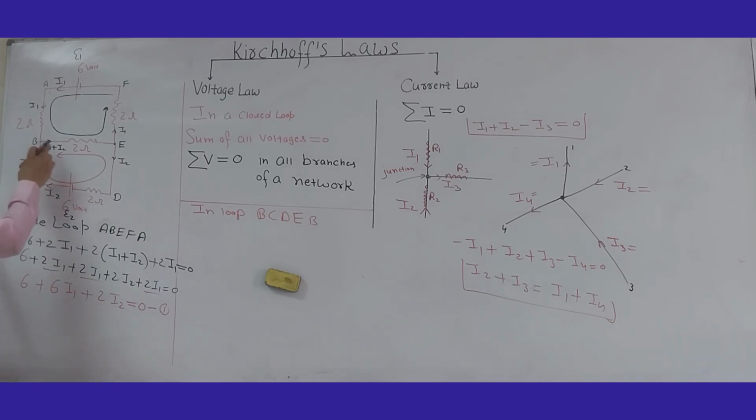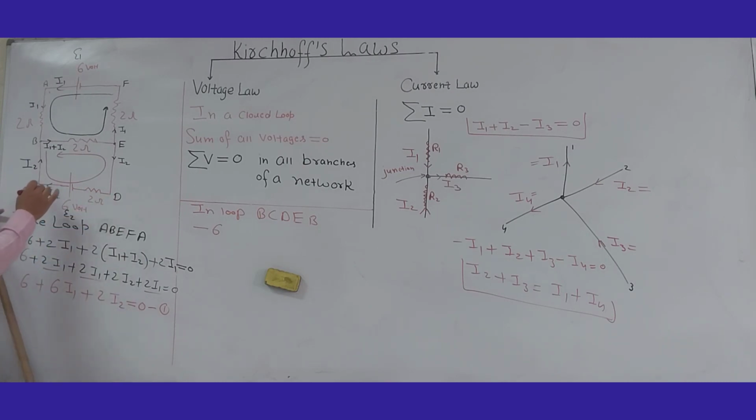When I move from B to C, there is no resistor across this branch, so there is no voltage drop. Now I move from C to D. I move from higher potential to lower potential, so there is a fall of potential. When there is a fall of potential, that will be treated as minus voltage. So this will be treated as minus 6 volt. Clear? Minus 6.